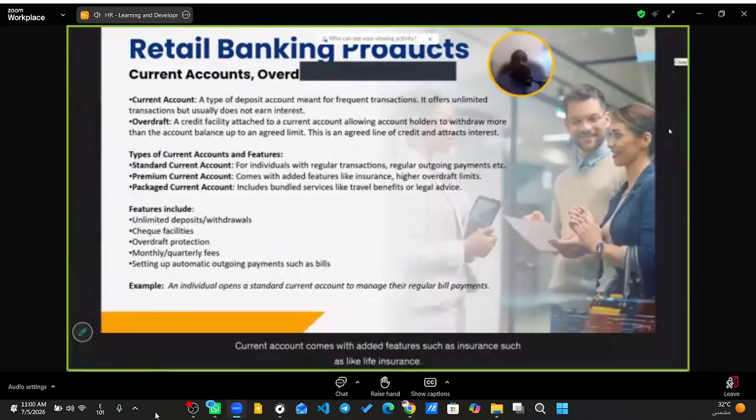Premium current account comes with added features such as insurance, like life insurance. I've seen some that come with things like life insurance or car breakdown cover, and usually come with a higher overdraft limit. Package current account includes bundled services such as travel benefits or legal advice. So if something goes wrong, or you need legal advice, they can actually procure that through a panel of legal suppliers or solicitors or lawyers for you.